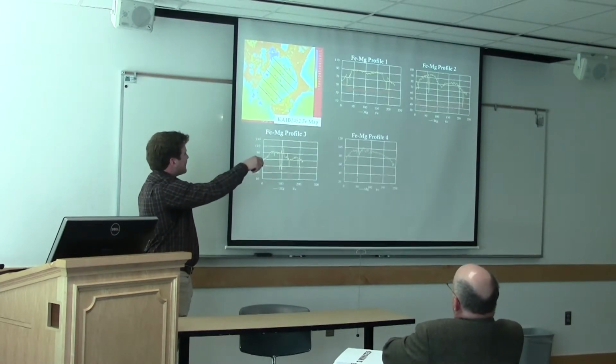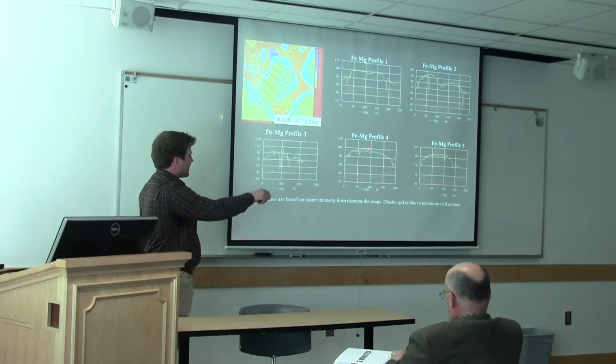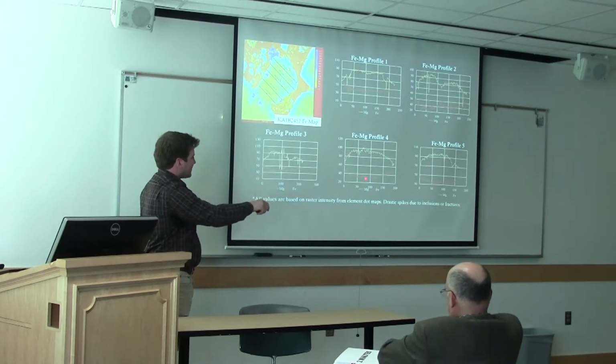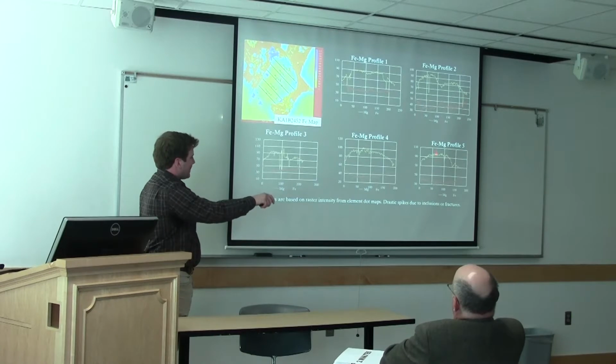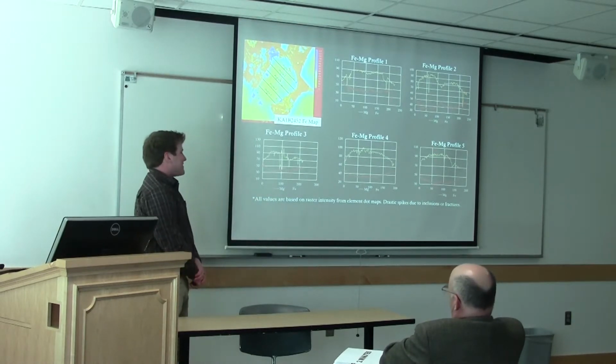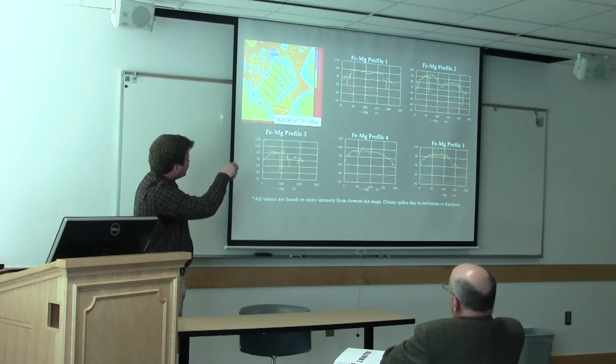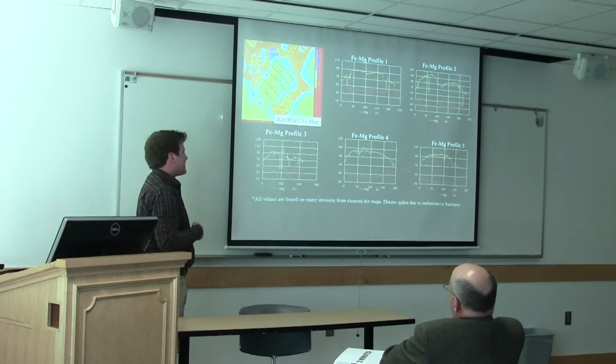And every now and then you'll see really sharp zoning, and then a lot of times you'll see this more gradual zoning. So the middle of the crystal is right here on all of these. And then these random spikes that you see, we just need to clean up the data a little bit more. Every now and then it would hit something like an inclusion or fracture there. So that's what those are. So it's not anything terribly fascinating.